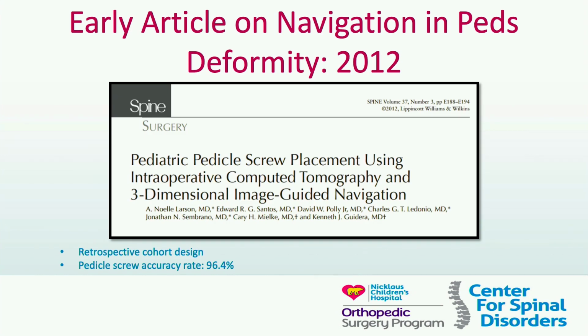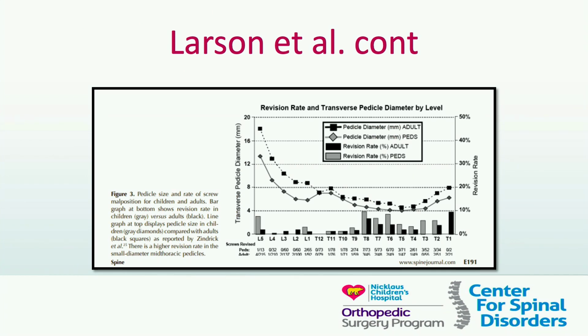And if we look at some of the early literature in pediatric deformity, this is a retrospective cohort, and it shows that the accuracy of screw placement utilizing this navigation is quite high, at 96%. And when you look further at where the inaccuracies came, it's as we expect in these smaller pedicles up in the upper thoracic region, where some of the higher risk pedicles are located.